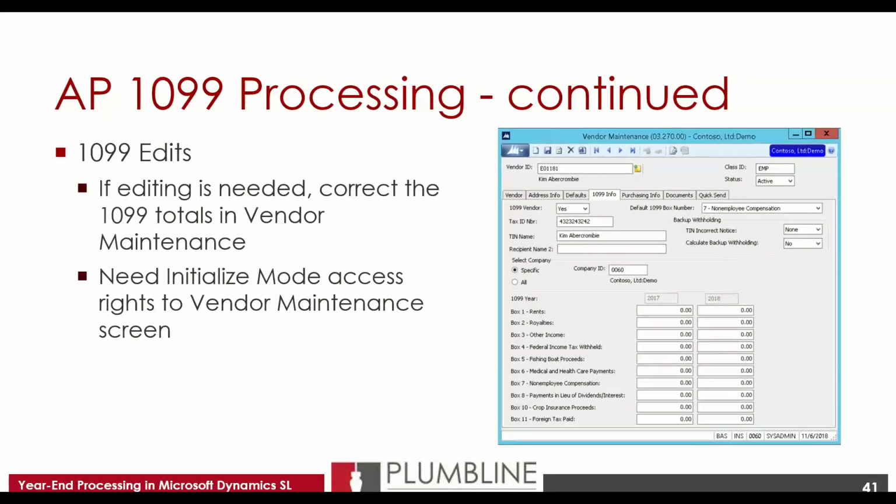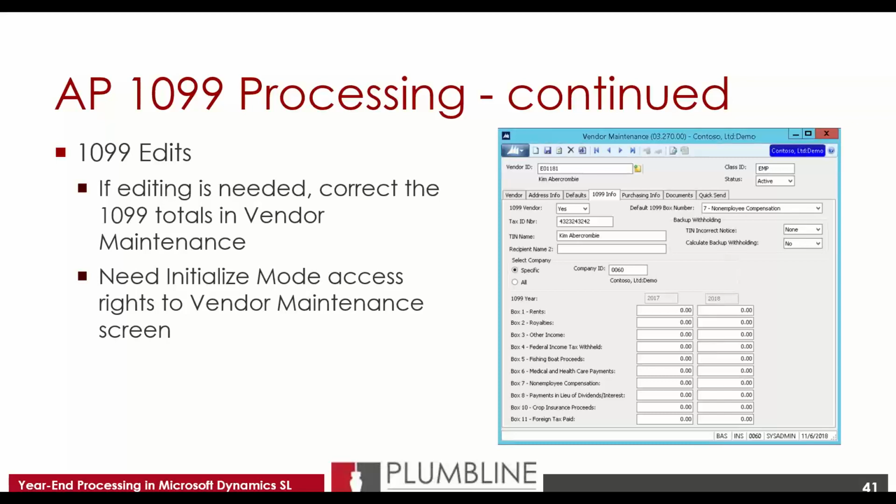Now, if it's determined that the 1099 information is not accurate, maybe you had a voucher that wasn't coded with the 1099 box number, maybe you had a vendor that wasn't flagged as a 1099 vendor. Any changes to that sort of stuff will impact the system going forward, but it's not retroactive. So in those instances, we are able to come in here and edit the amounts on a vendor by vendor basis using the vendor maintenance screen. You do have to be in initialize mode. So your SL user will need initialize mode access to this particular screen in order to do this.